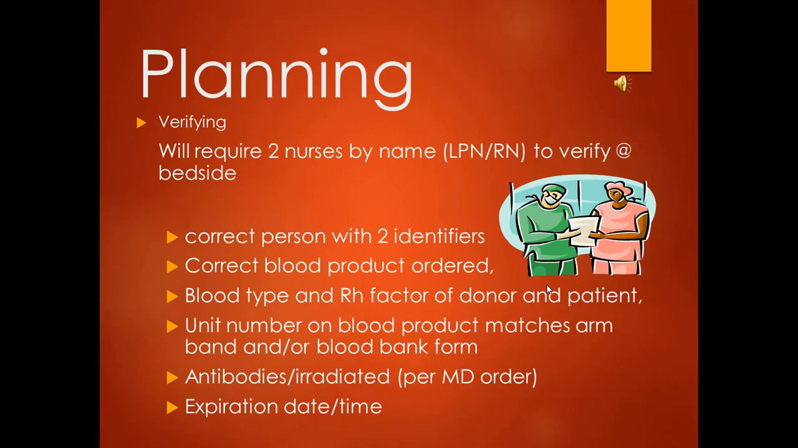All right, so we are going to get the name and date of birth of the patient. We're going to make sure we have the correct blood product. We're going to double check the blood type and the RH factor of the donor on the blood bag and the patient. We're going to check the unit number on the blood product to make sure it matches the armband and the blood bank form. See if there's any antibodies, the expiration date and time. It just gets to be kind of routine, it goes very easy once you go through it a few times.